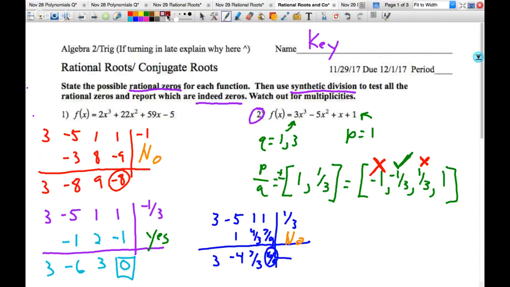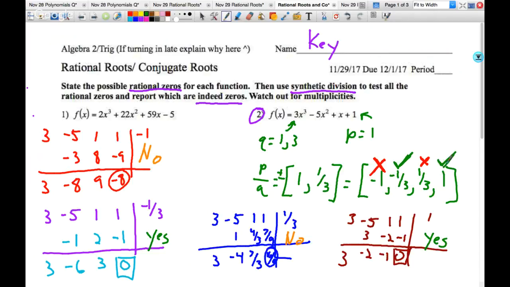Let's check our last possibility. 3, -5, 1, 1. I'm going to check 1: 3, 3, -2, -2, -1, -1, 0. So this gets a big check mark. Yes, that's a root. But I've checked everything in my list. I've got 2 roots, but the biggest exponent here is a 3. So I'm expecting 3 roots.